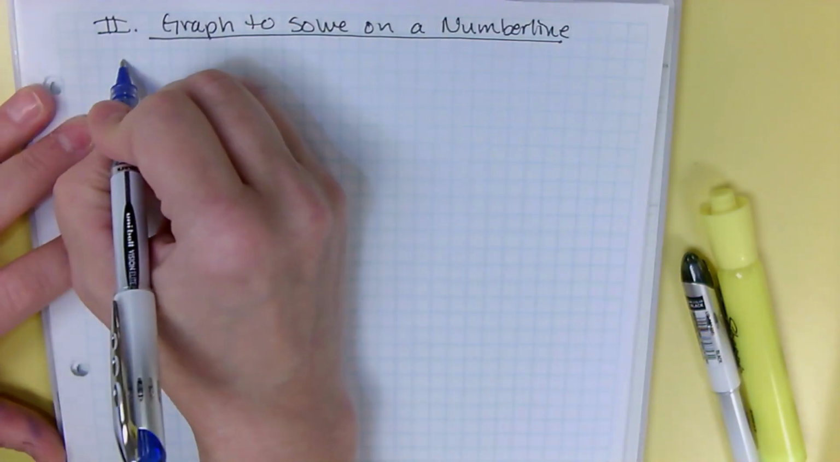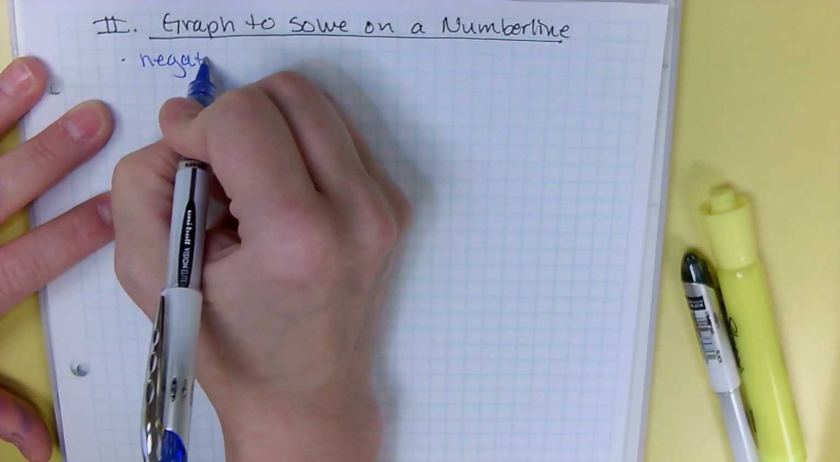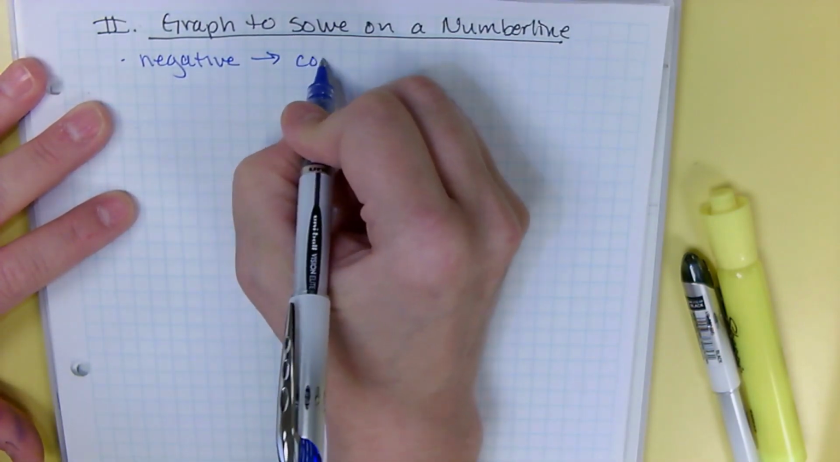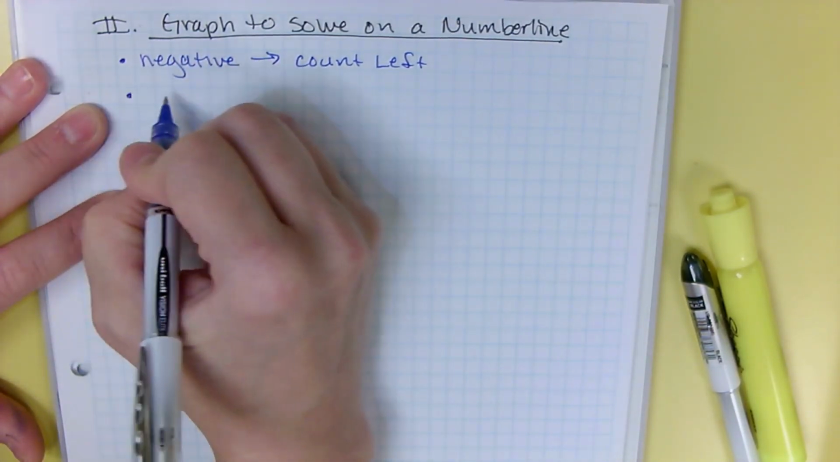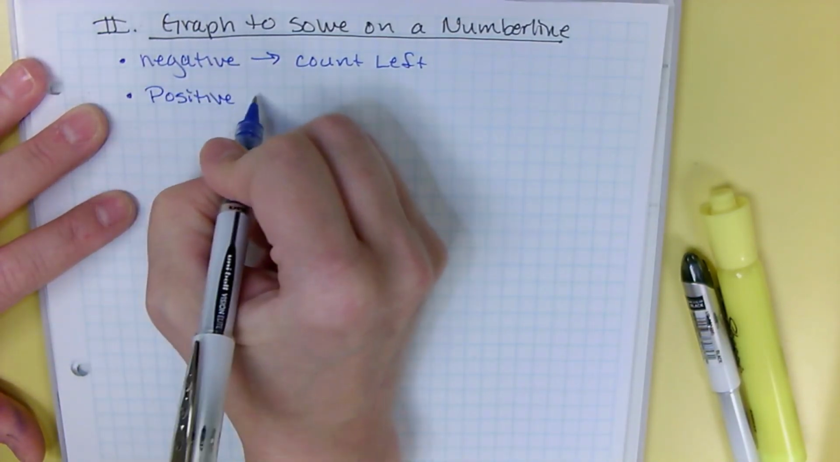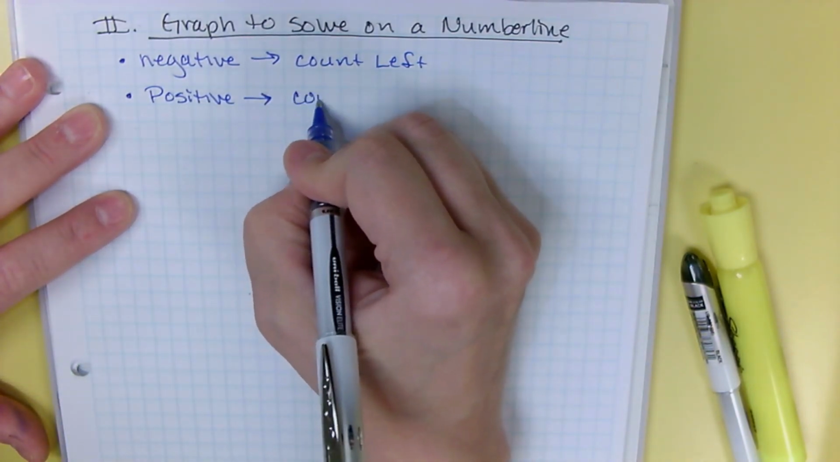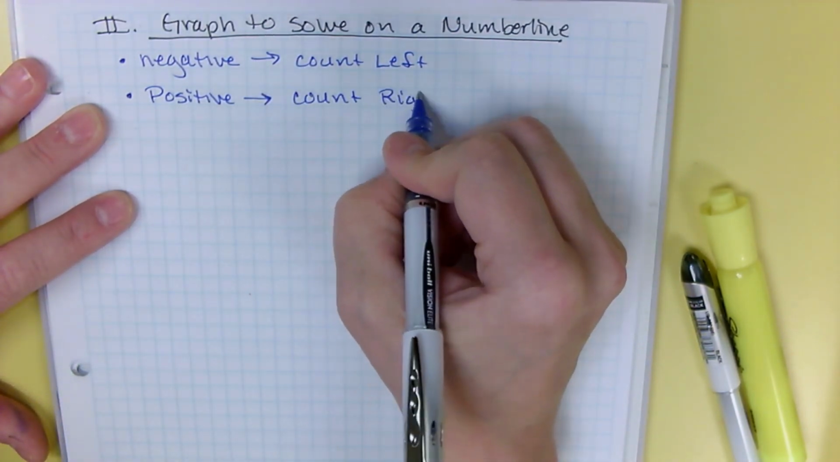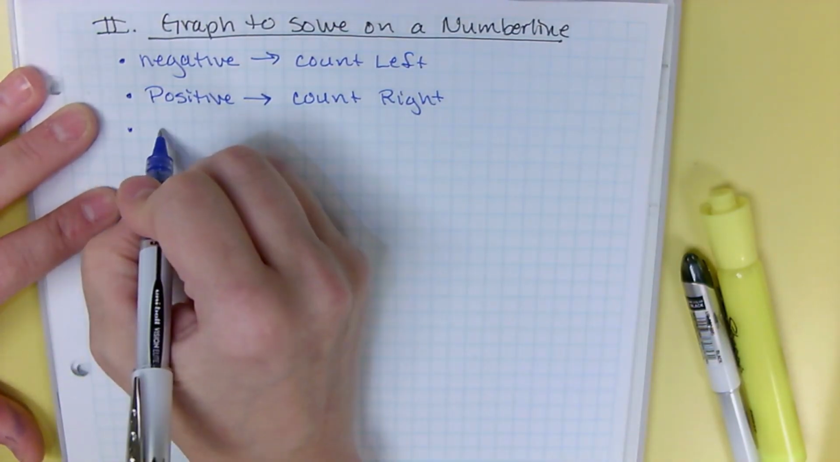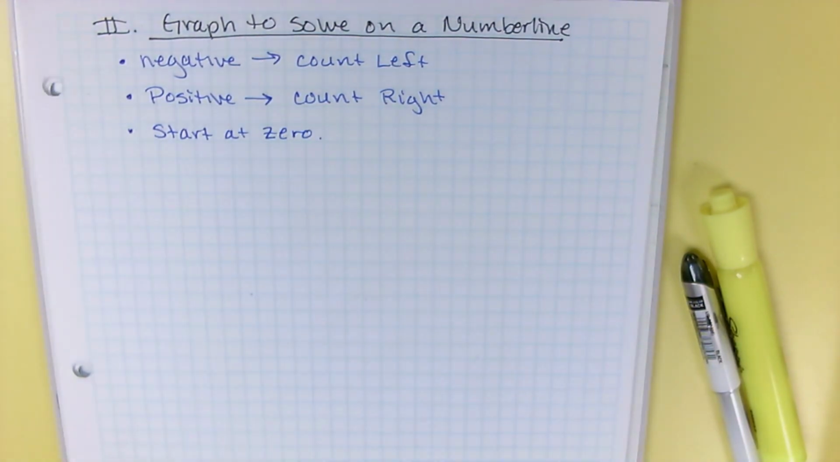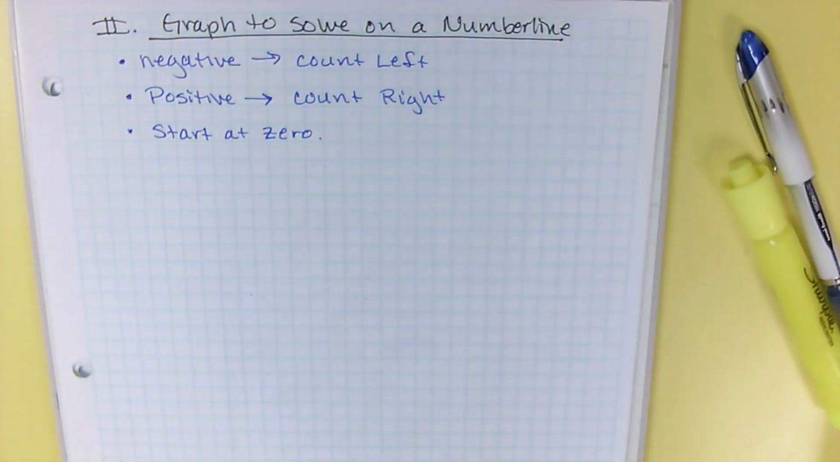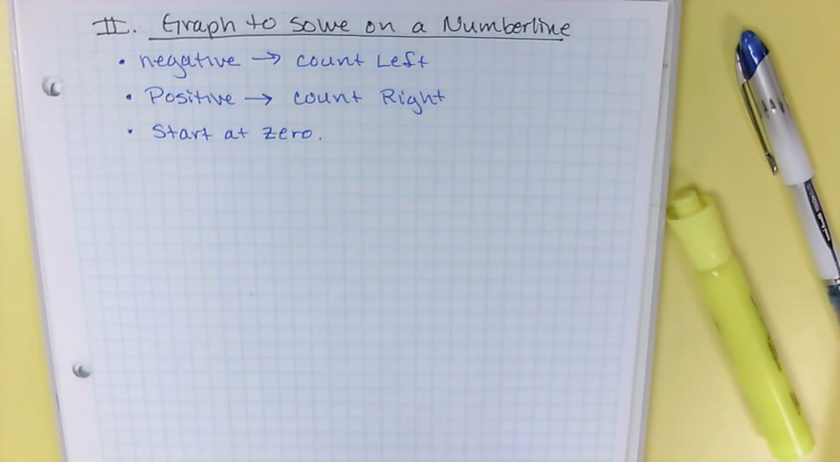So here's the rules. If your number is negative, you count left. If your number is positive, you count right. And you always start at 0. Those are the 3 rules you need to know to do this. I'm only going to show you 2 quick examples because, again, this is not that useful of a skill. I'll give you a second to get that written down.